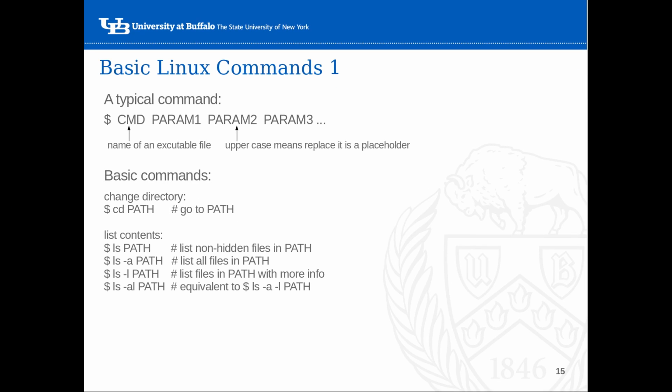So the second command is list. ls means list. So ls with a path will list everything under that folder. ls path will list all non-hidden files. Remember the hidden files we mentioned before, right? If you add -a, it's a different parameter. So ls -a will list all the files in that path, including all those hidden files. ls -l will list files in the path with more information.